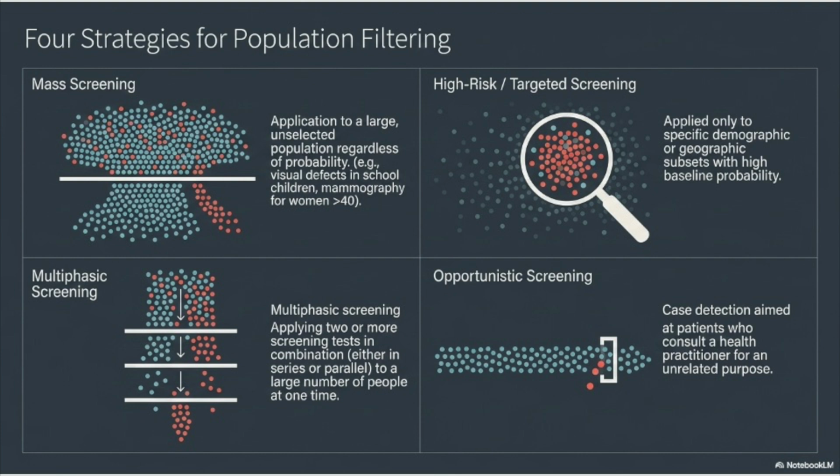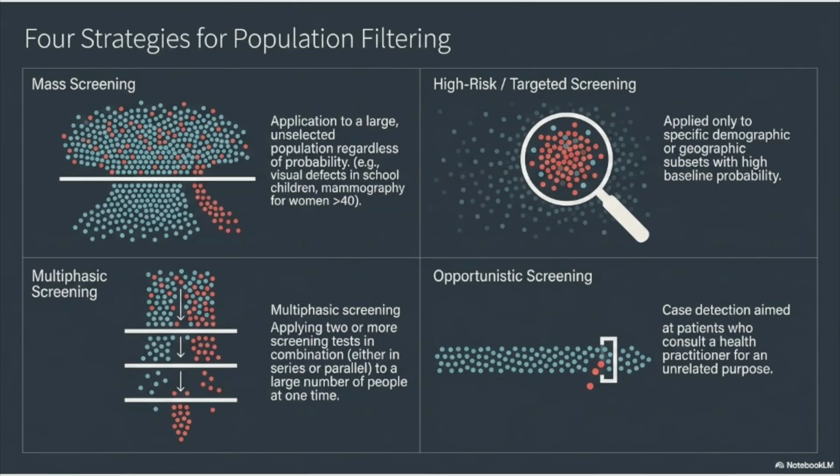The first is mass screening. Here, the entire eligible population is screened regardless of individual risk factors. Examples include vision screening among school children or population-based breast cancer screening in selected age groups.